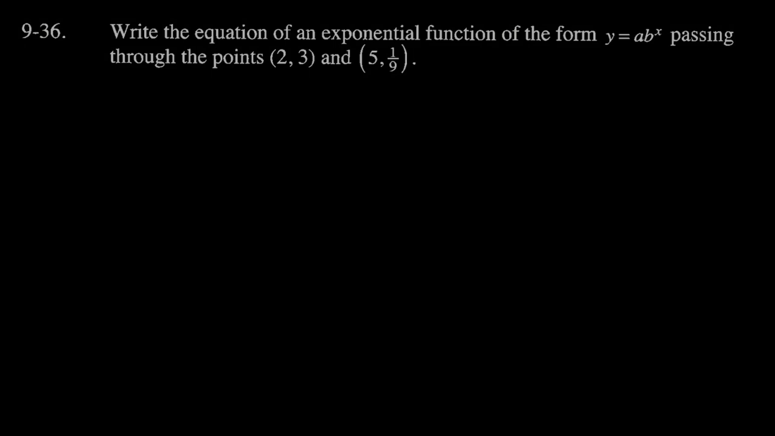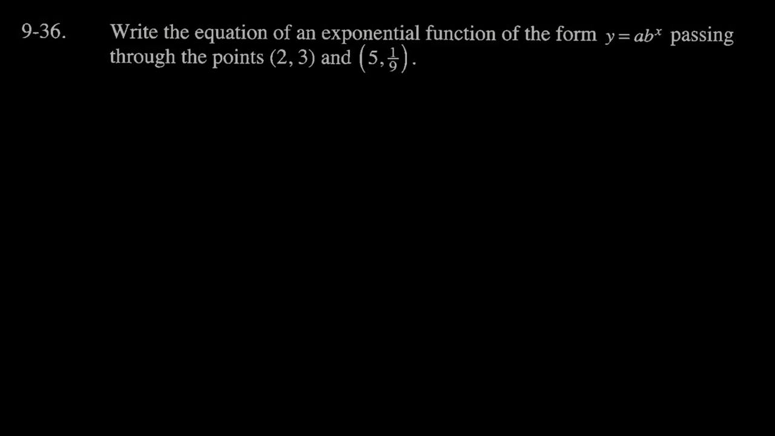This is chapter 9, question 36. Write the equation of an exponential function of the form y equals a times b to the x power passing through these two given points. So this is not shifted up or down. It doesn't have a plus c. So the asymptote is the positive x-axis, the line y equals 0.